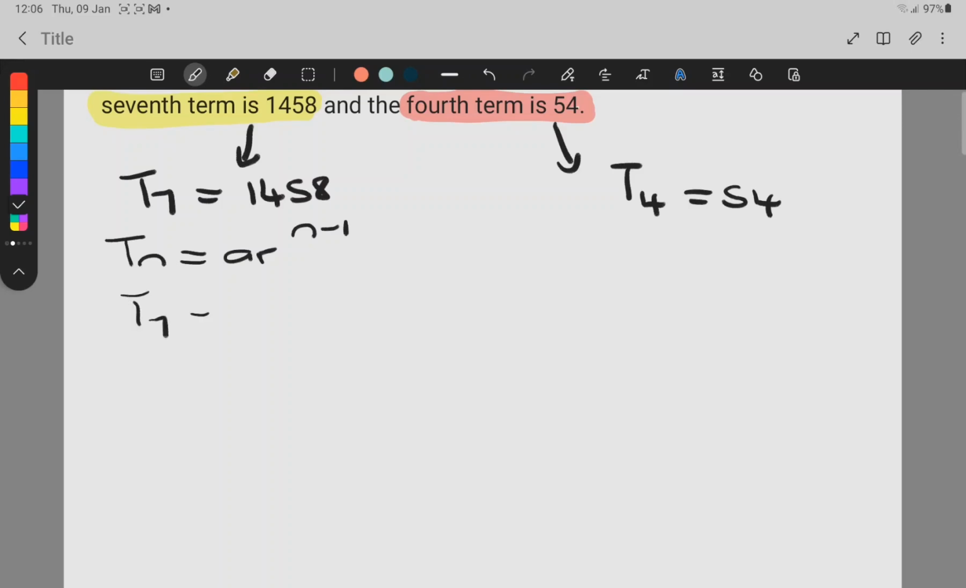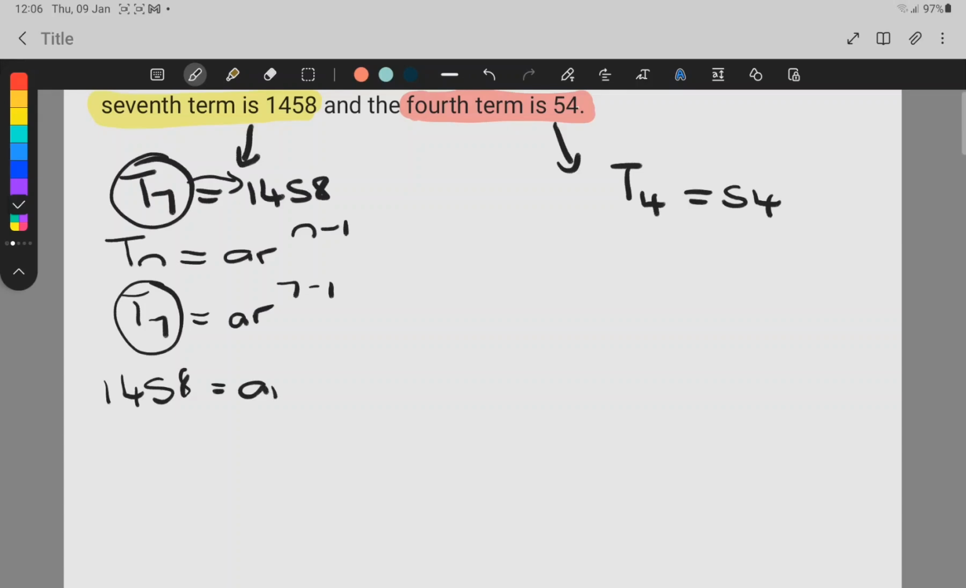So T7 is equal to AR to the 7 minus 1. Then I'm going to replace this T7 with this T7 that's given over here. So 1458 is equal to AR to the 7 minus 1, which is actually 6. And I call this equation number 1.